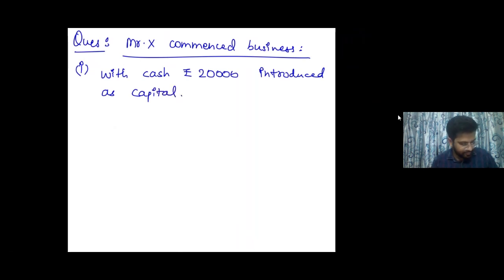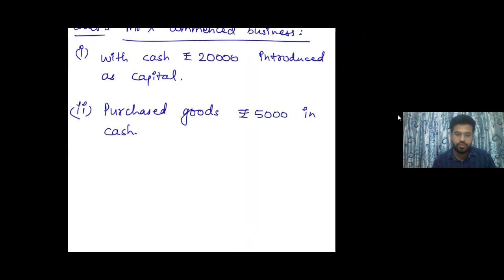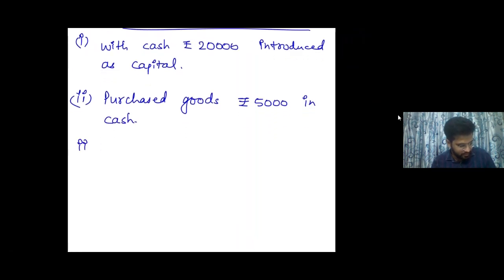Second transaction. I am going to give you 5 transactions for simplicity right now, and then we are going to do many transactions. But first, let's do only 5 transactions. Mr. X purchased goods rupees 5,000 in cash.